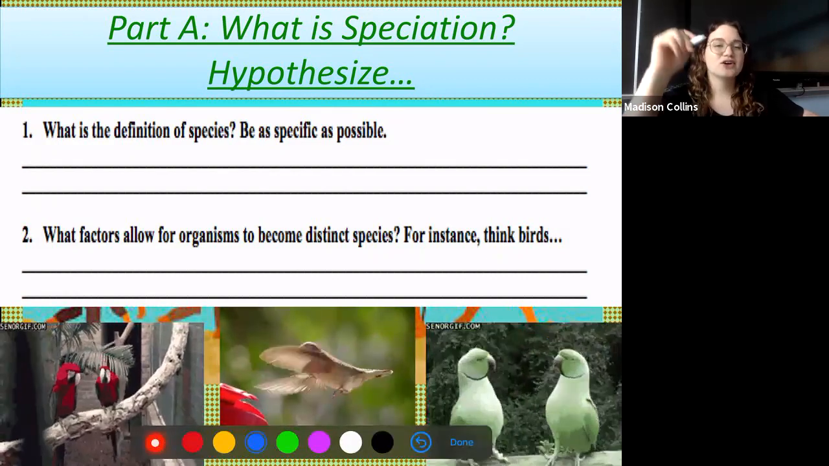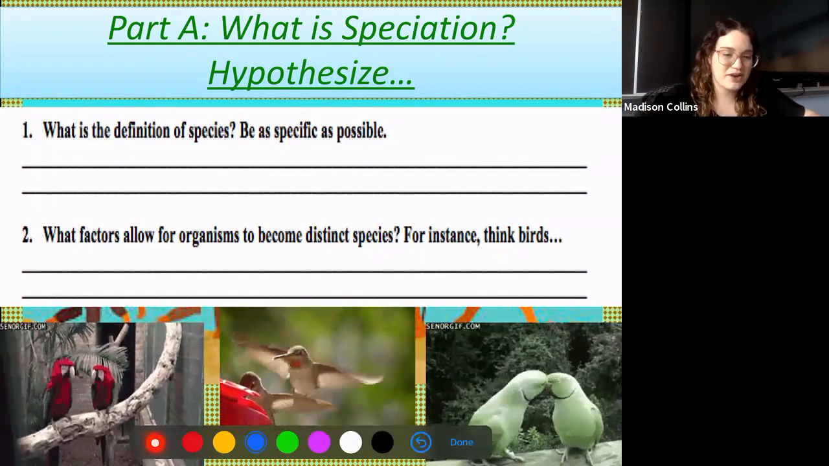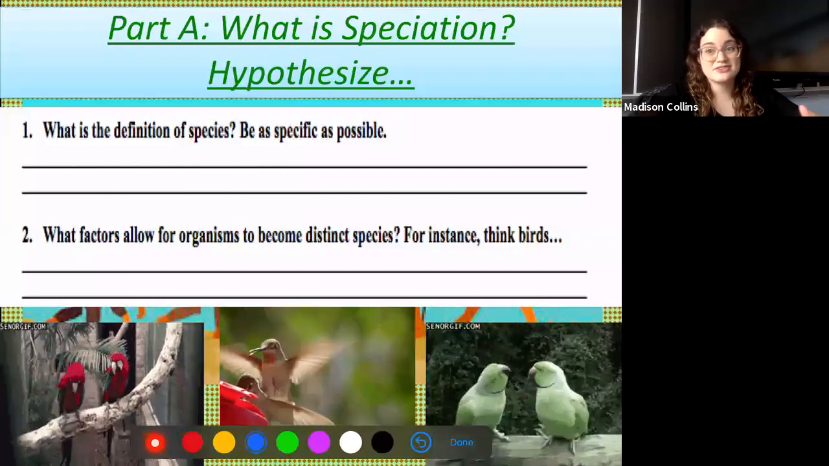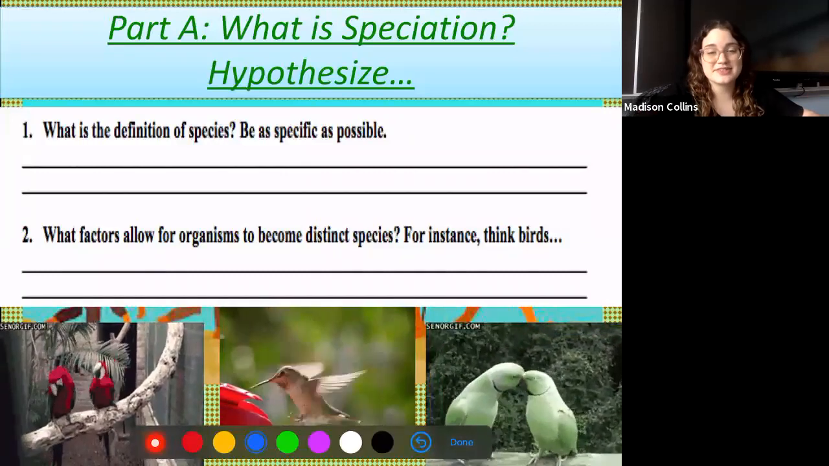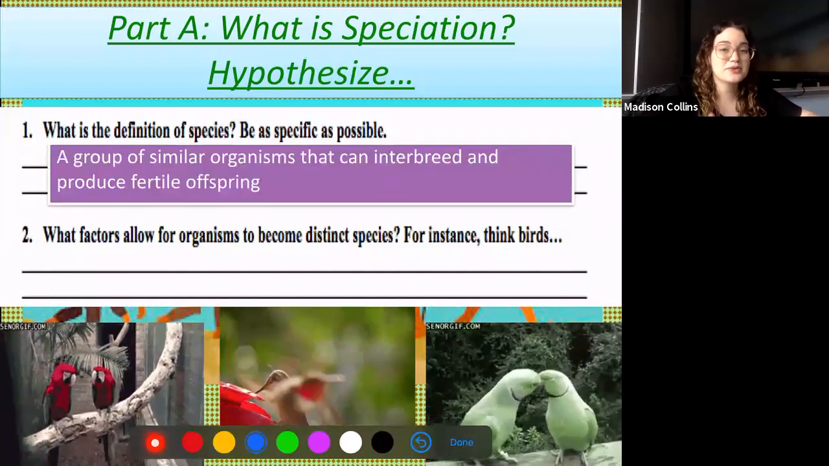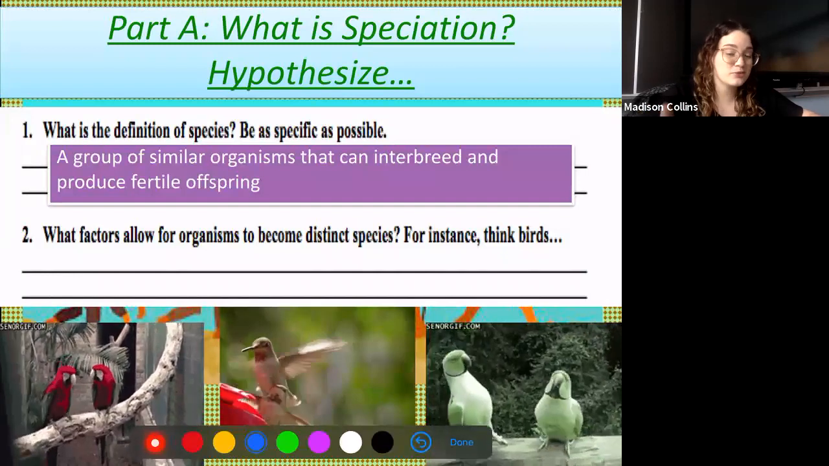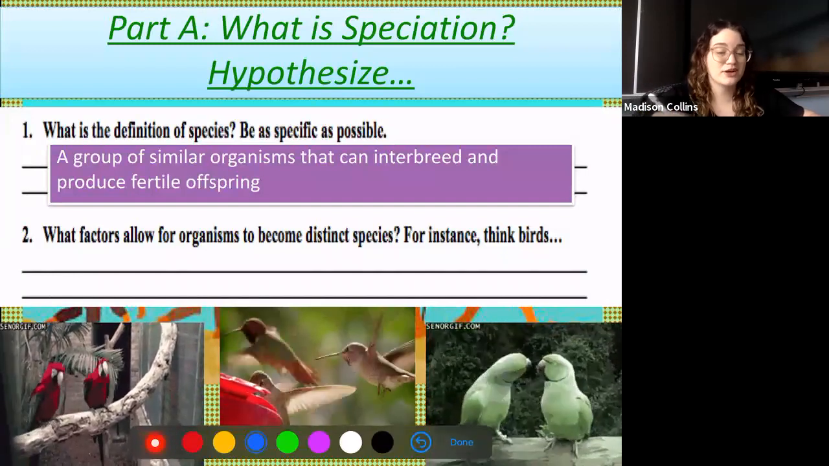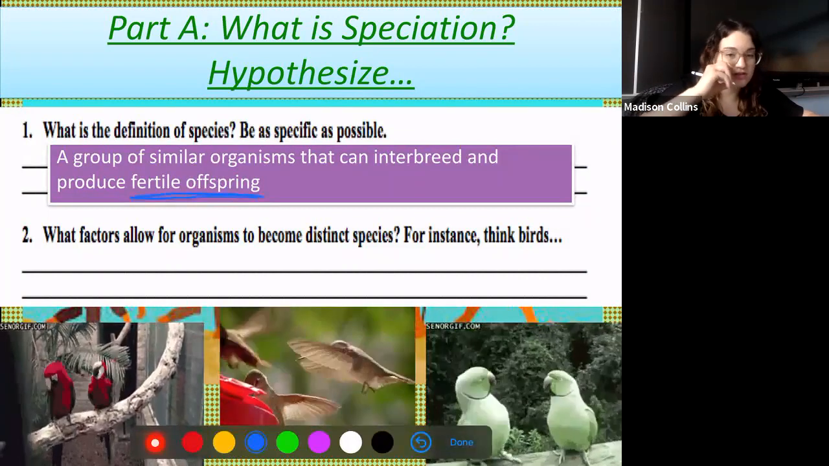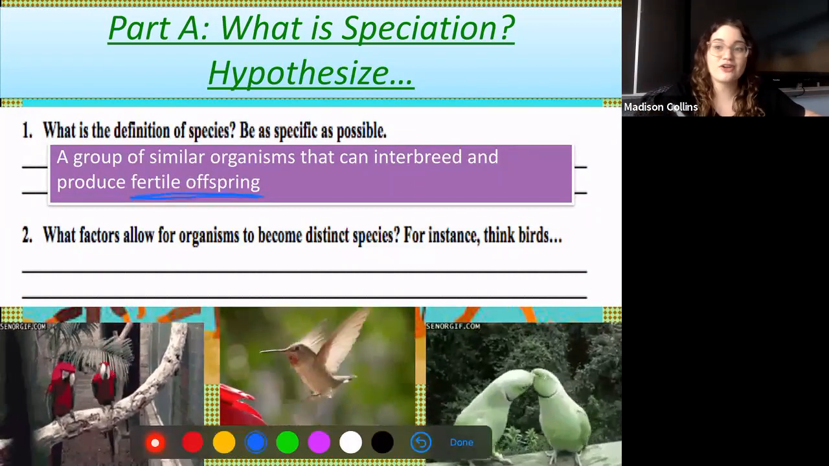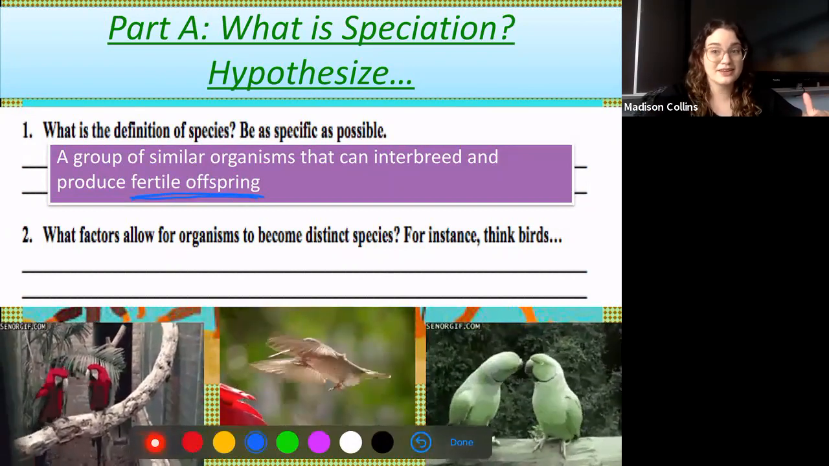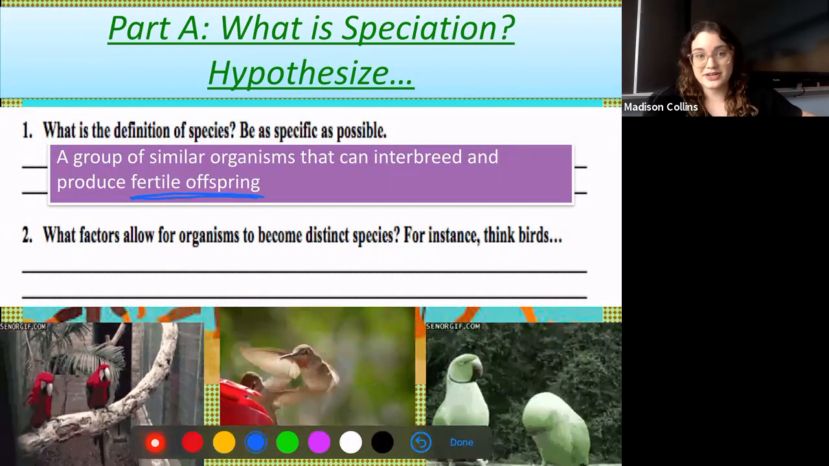All right, number 1, what is the definition of a species, right? Well, we know that dogs and cats are different species, right? Giraffes and elephants are different species. So what exactly is a species? We're going to consider this a group of similar organisms that can interbreed, and here's the most important part, produce fertile offspring. When we see this word fertile, that means that their offspring can also reproduce, right? So these organisms are producing offspring that can later produce more offspring.